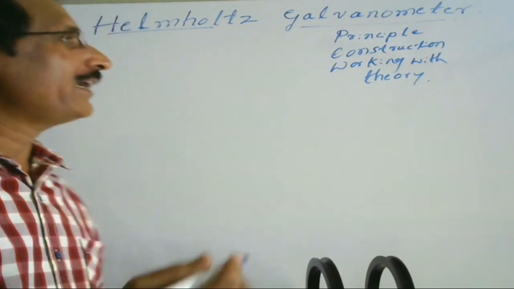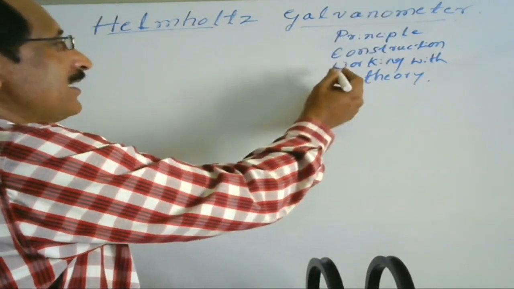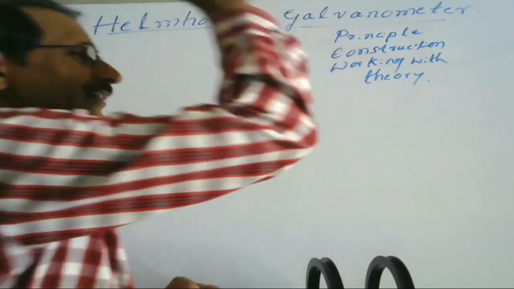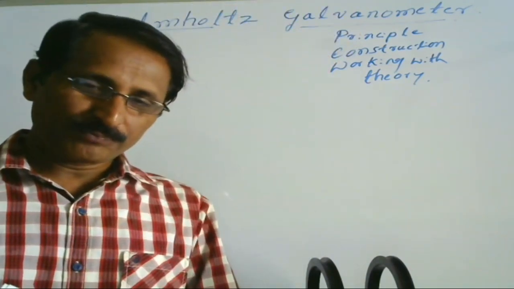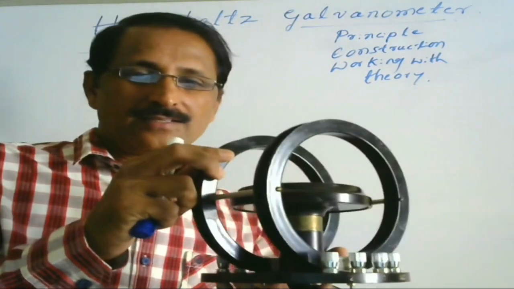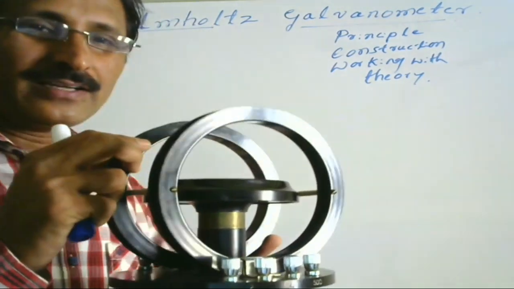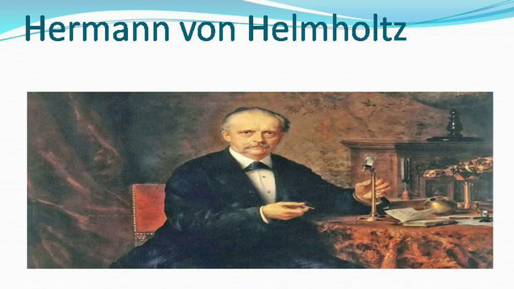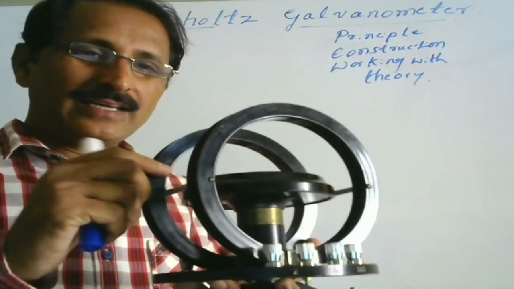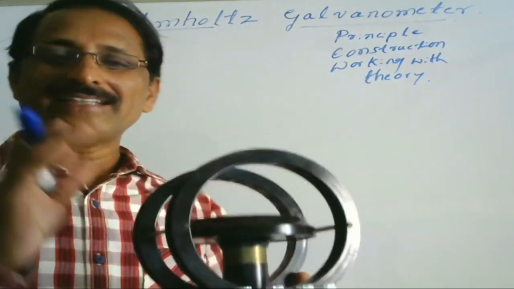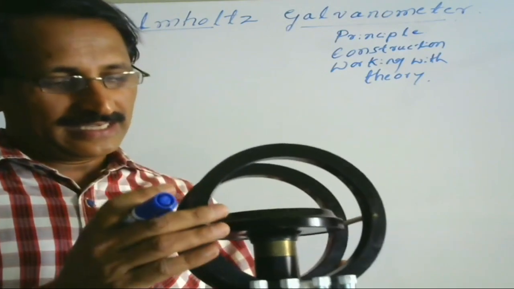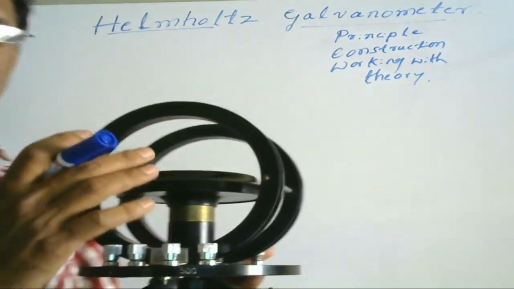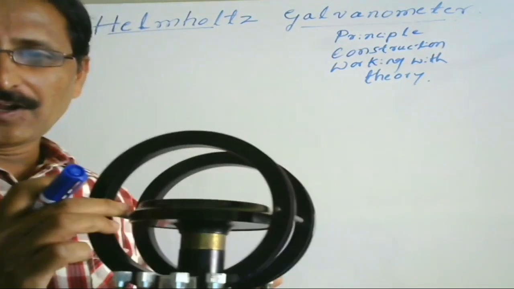Today I am going to explain the principle, construction and working, with the theory involved, of the Helmholtz galvanometer. This is the Helmholtz galvanometer. This instrument was invented by Hermann von Helmholtz. Basically, this Helmholtz galvanometer is an instrument used to measure the DC current in a circuit. It is the modified form of the tangent galvanometer.